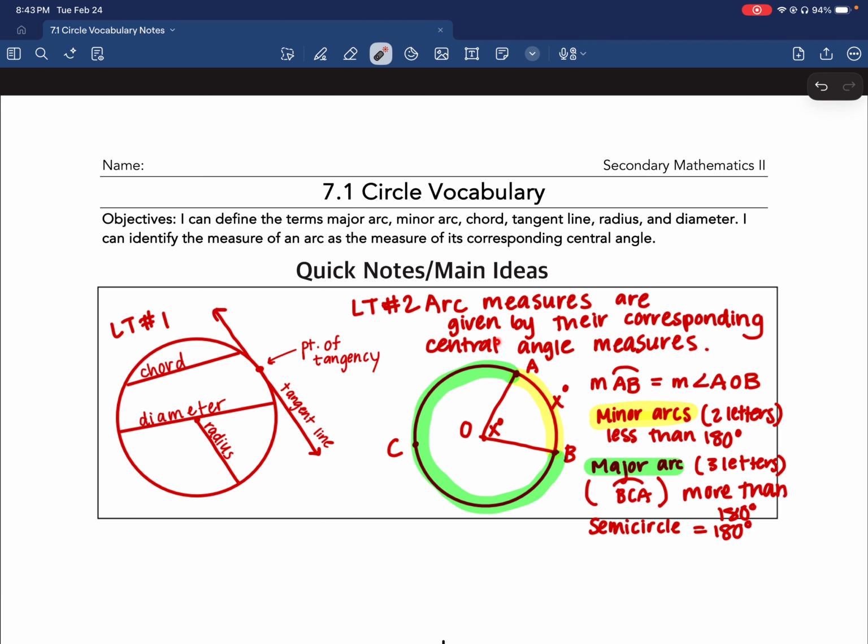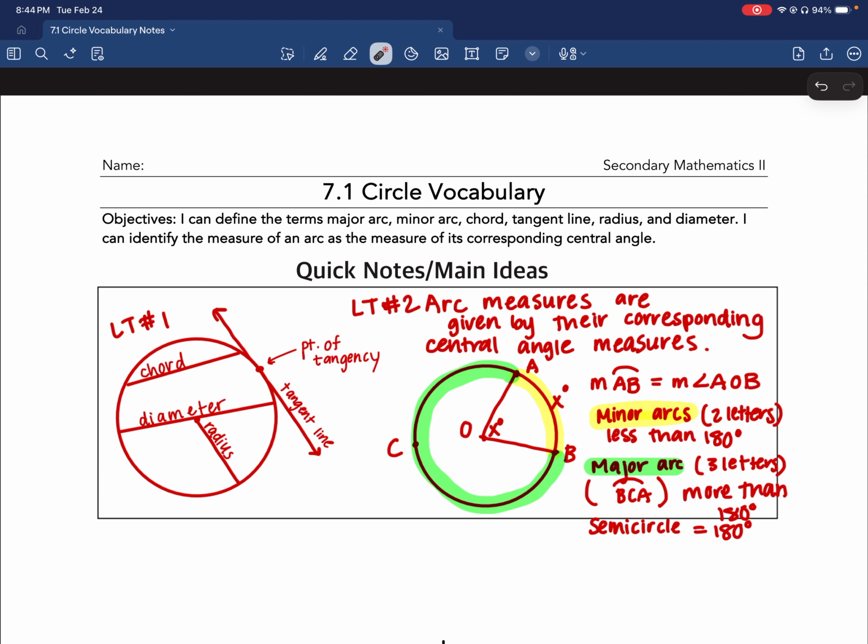Now, arc measures are given by their corresponding central angle measures. Okay, what that means is if I have a central angle like AOB, this angle measurement is the length of this arc, or the measure of that arc. So if this is 20 degrees, then the measure of this arc is also 20. If this is 57, then the measure of this arc is 57. Okay, so those correspond to each other. And that's always true for central angles, but it has to be a central angle. It has to touch the center of that circle. Okay?